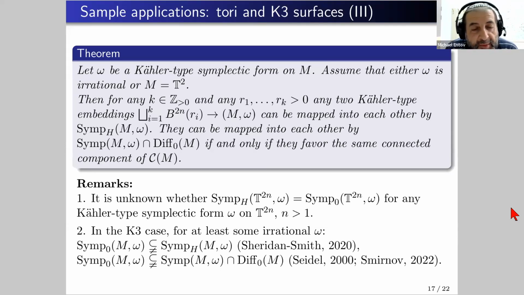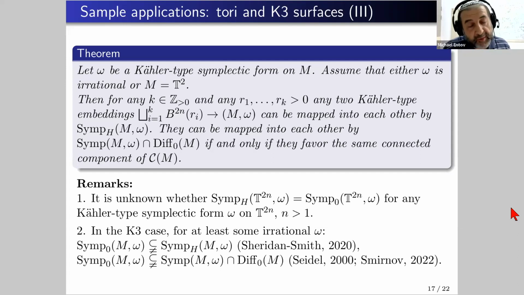There might be symplectomorphisms that are smoothly isotopic, but not symplectically isotopic. And this is due to Seidel, who showed that this is true for some symplectic forms on K3, and Smirnov recently verified that for lots of irrational symplectic forms, this is definitely true. Okay. So this means that there is a chance that the space of Kähler-type embeddings favoring the same connected component, for the case of tori and K3 surfaces, is actually not connected. So even there, we don't get connectedness.